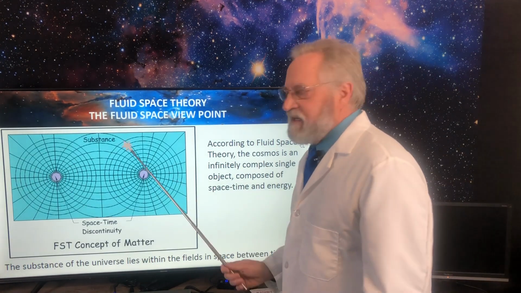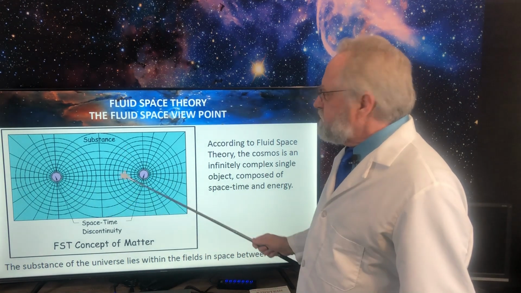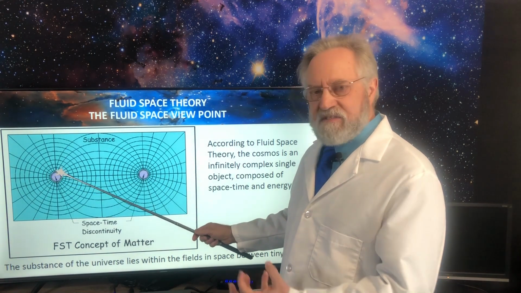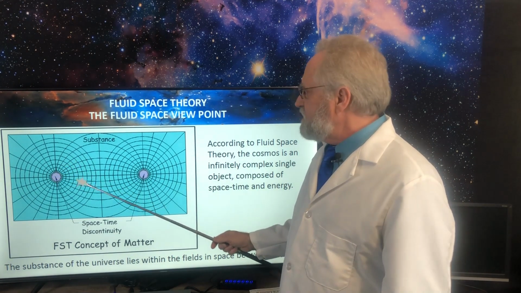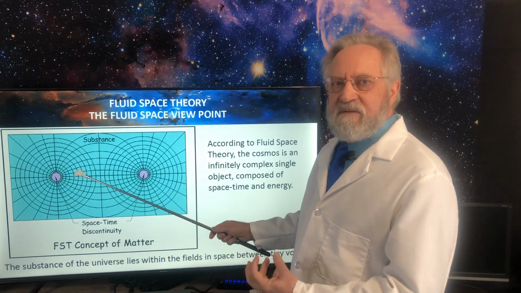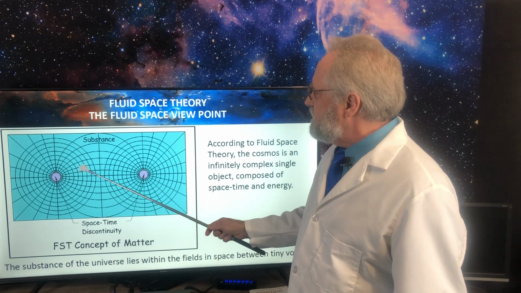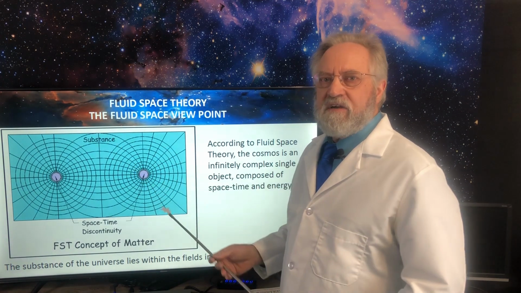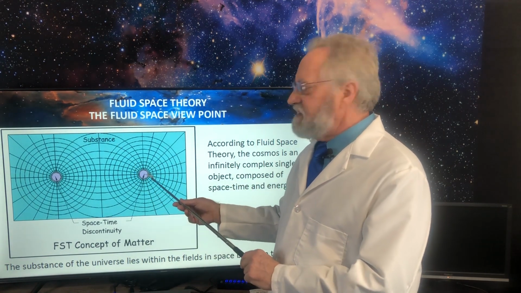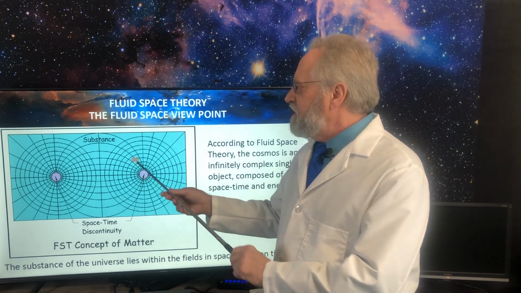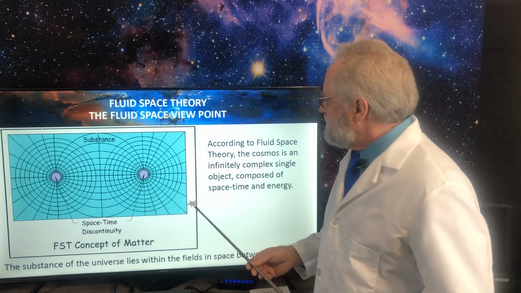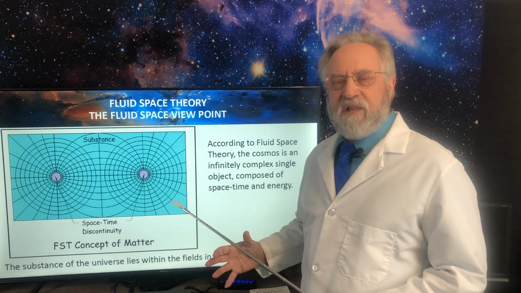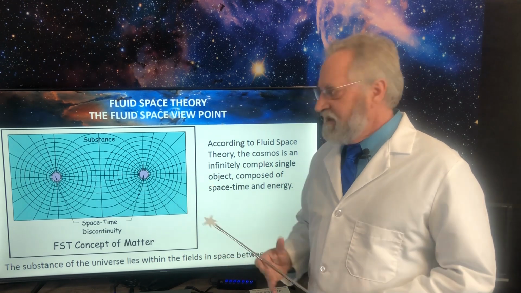And this changes our concept of matter entirely. The fluid space concept of matter is that we have voids or discontinuities in space-time, little spherical bubbles in our cosmos that are surrounded by very intense energy fields. And these energy fields stretch out and reach out to each other. So the substance of our cosmos lies not in the little spheres, but in the space between. So according to fluid space theory, the cosmos is an infinitely complex single thing.